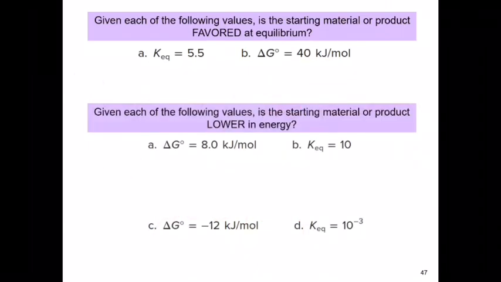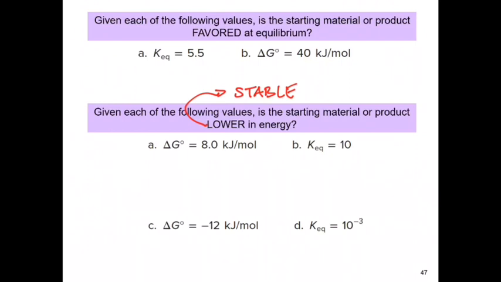And here's another practice problem. Given each of the following values, is the starting material or product lower in energy? So what does it mean by lower in energy? Well, if we have lower in energy, then that means we have a more stable product or reactant. And so the more stable product or reactant is the favored one.